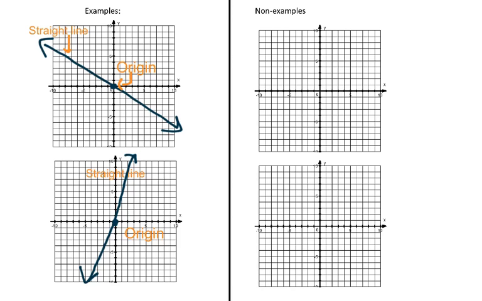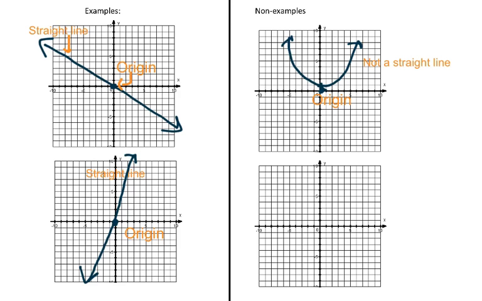Now let's go over to the non-examples. It's possible to go through the origin but not be a straight line. So here's an example where the origin is part of the graph, but it's a curve instead of a straight line. So it does go through the origin, so it meets part of it, but it's not a straight line, so it's not a proportional relationship.